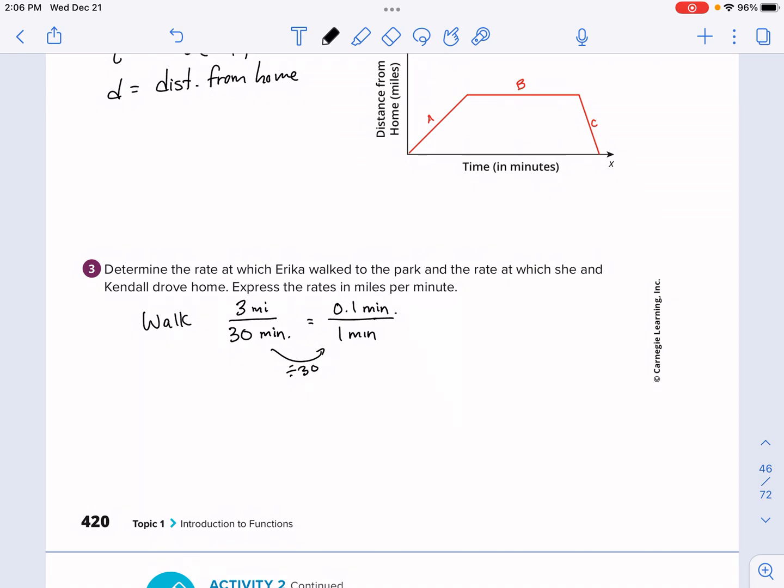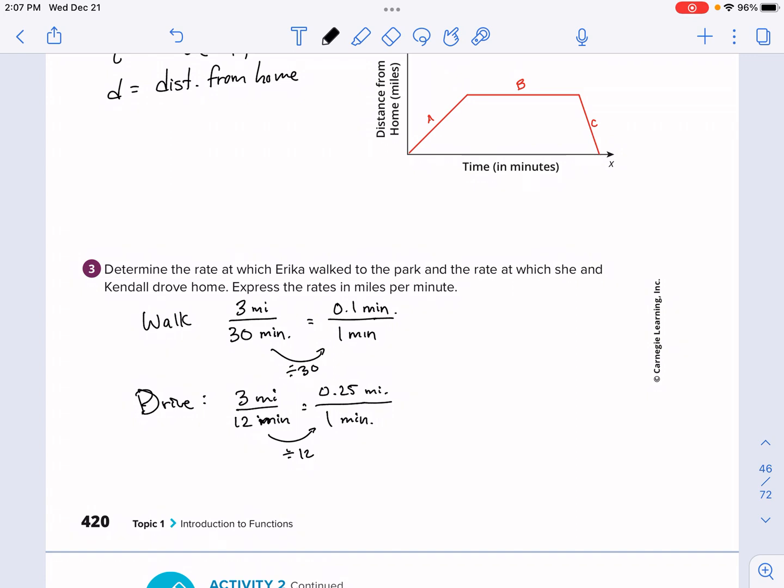Okay. All right, and then for the drive home, we'll put drive. That was, right, also 3 miles, but in this case it was 12 minutes. So if we want it per minute, we're going to have to divide by 12. So we still get 1 minute at the bottom. But if you divide 3 by 12, that's a quarter, so 0.25. So a quarter of a mile, this should be mi. Quarter of a mile every 1 minute.